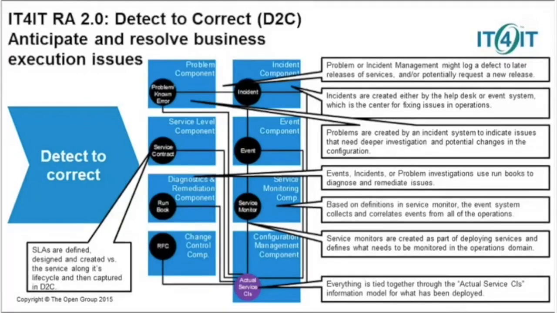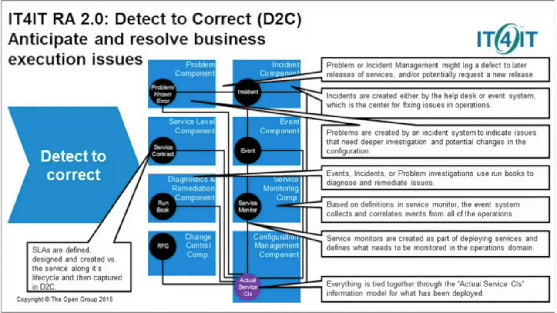The final one is detect to correct. Here, most people will feel at home because essentially these are the components you need to put in place in order to manage the things that are running in IT. You have a configuration management system, or component, where you keep track on what are actually the services you have running. Changes there are controlled by change control with RFCs. You have service monitoring of it. You have an event component that keeps track of everything that happens. You can manage incidents, problem, known errors.